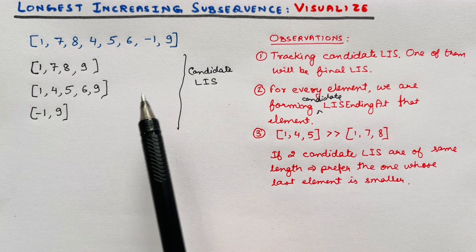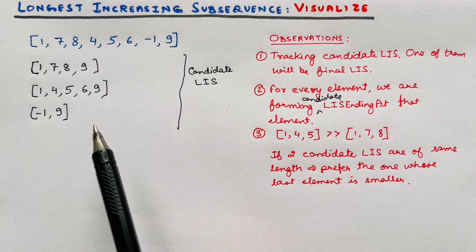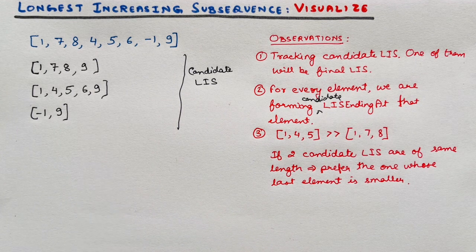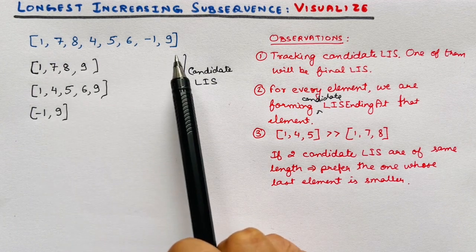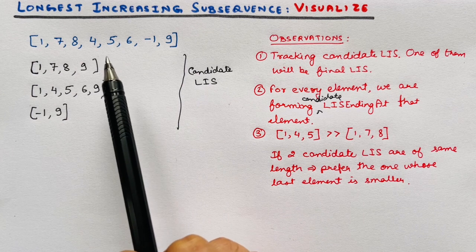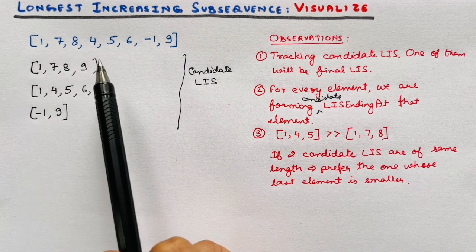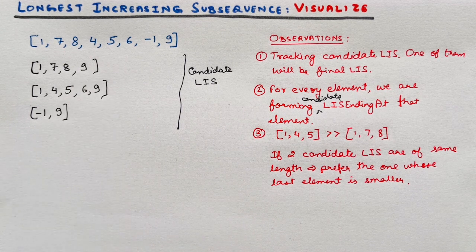And then once we were done with all the elements, we returned the maximum length of the LIS that we could see so far. What will be the time complexity and space complexity of this solution? The time complexity will be big O of n square because we are going through all the n elements, and for every element we may have to go back all the way to figure out what should be the appropriate position to place that element.